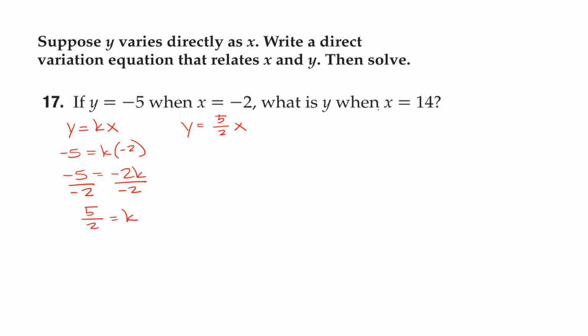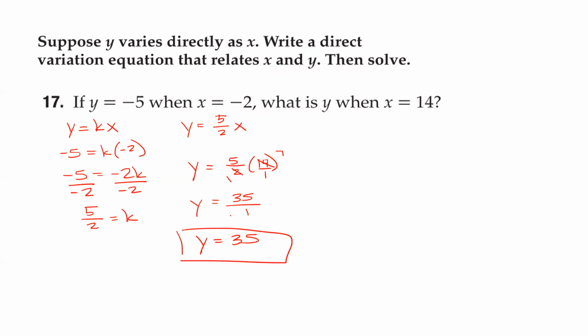Now we want to find y when x is 14. So we're looking for y, and we're going to substitute 14 in for x. We're going to put that over 1 and multiply. I see I can cross simplify. 2 goes into 2 once, 2 goes into 14 7 times. So y equals 5 times 7, which is 35. 1 times 1 is 1. So y is equal to 35.